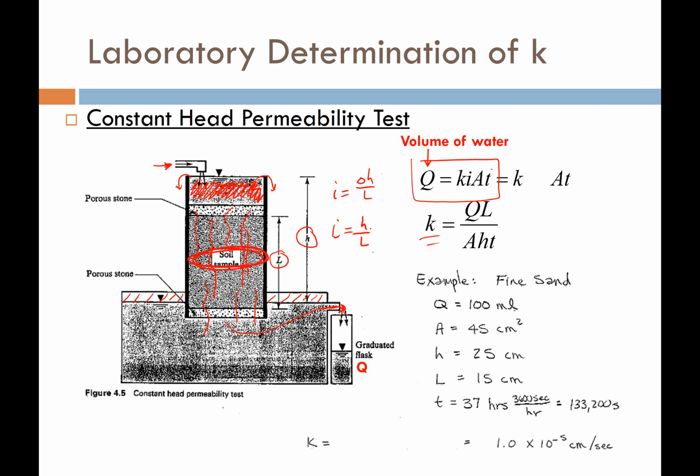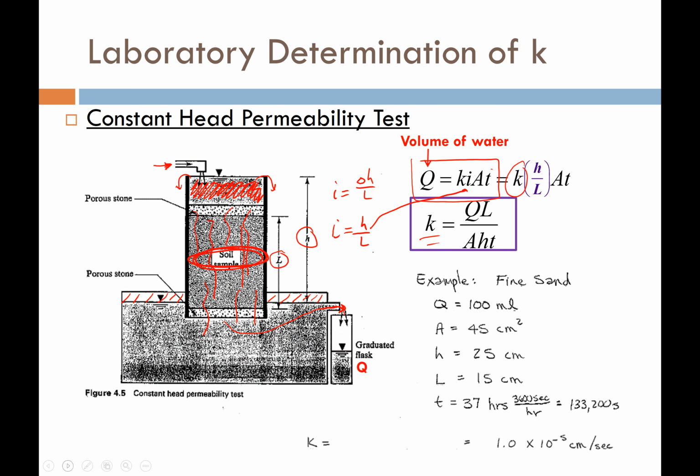If we plug this relationship in for i, we get this equation here. Then all we have to do is rearrange this equation to solve for hydraulic conductivity. And voila, that is our governing equation for using a constant head permeability test.